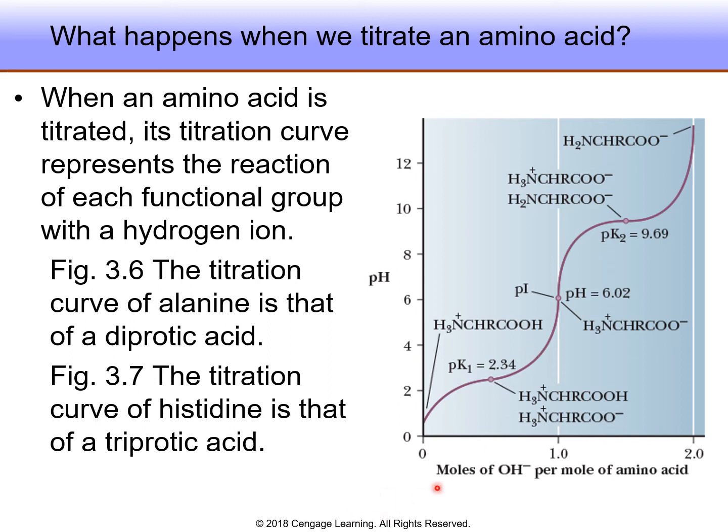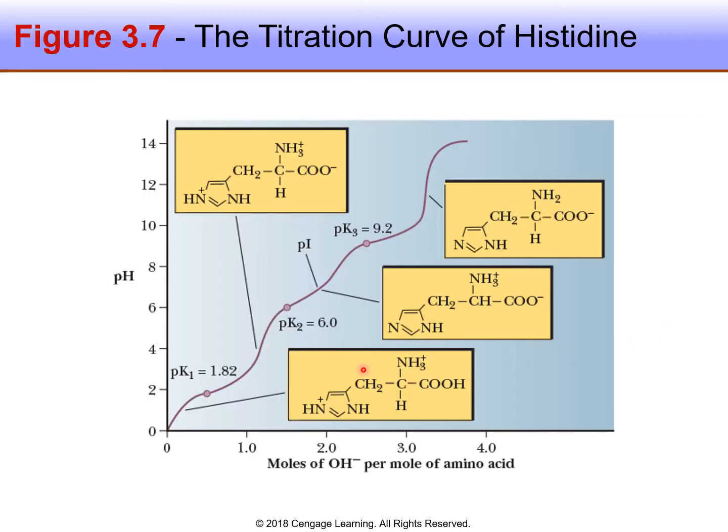Now if we see the next figure here, it is the titration curve of histidine, and it is that of a triprotic acid. Histidine has 4 ionizable forms. Form 1 is fully protonated, then we have form 2. We start with a +2 charge, then +1, then 0, then -1. And since it is a triprotic acid, it has 3 pKa values and it has 3 inflection points.